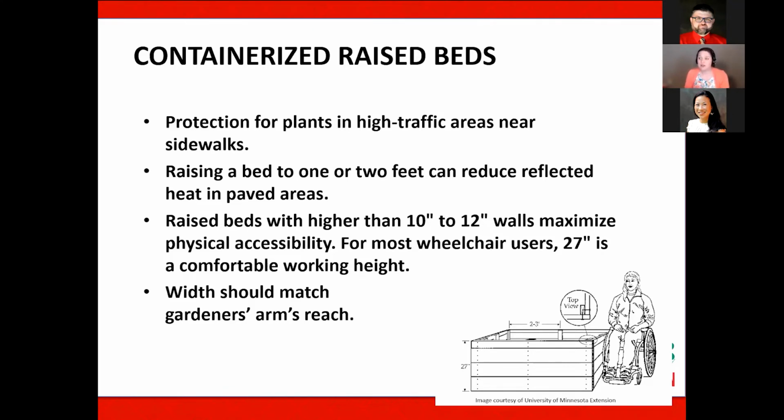So for most wheelchair users, 27 inches is a comfortable working height, and the width should match the gardener's arm reach. So if you are not able to comfortably sit on the edge and reach in to reach the middle, then that raised bed is too big, and it's going to be very difficult for you to do the management that you need in the center of that raised bed. Whether it's weeding, watering, picking, those are all things that need to be done. And so you need to make sure that you're able to reach the center of that raised bed.